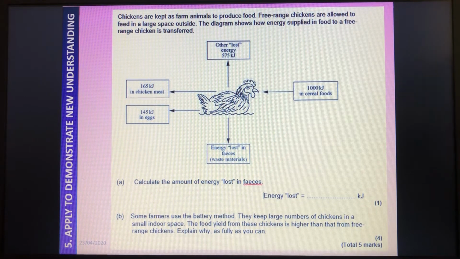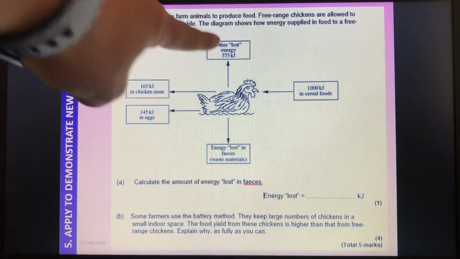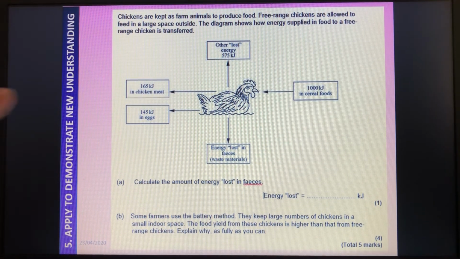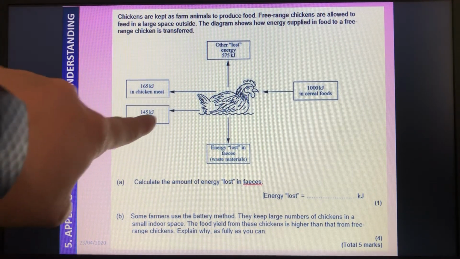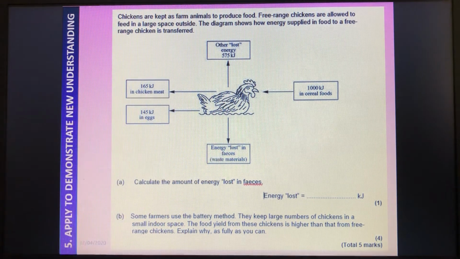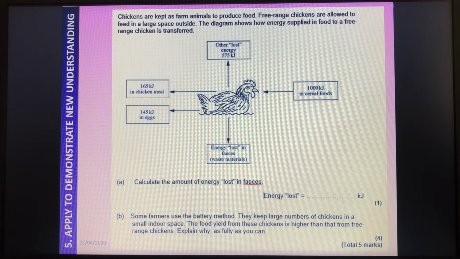So we can see we've just got that one intake of energy, 1,000 kilojoules in cereal foods. We've got other lost energy, 575. We've got 165 kilojoules in chicken meat. We've got 145 kilojoules in eggs, and we've got some energy lost in the feces, the waste material. And the first question is, calculate the amount of energy lost in the feces. Okay, so have a go at doing that now, please. Okay, we'll look at that answer shortly.